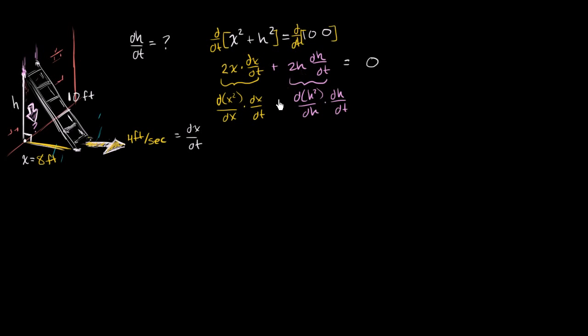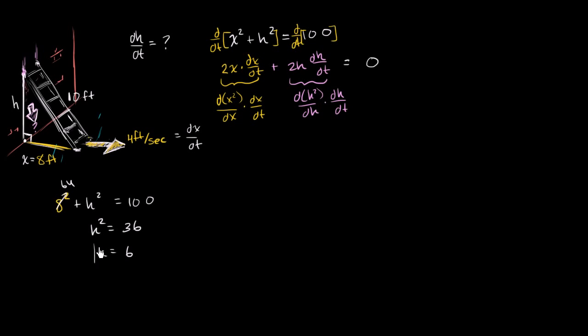But do we know what h is when x is equal to 8 feet? Well, we can figure it out. When x is equal to 8 feet, we can use the Pythagorean theorem again. We get 8 feet squared plus h squared is going to be equal to 100. So 8 squared is 64. Subtract it from both sides. You get h squared is equal to 36. Take the positive square root. A negative square root doesn't make sense because then the ladder would be below the ground. It would be somehow underground. So we get h is equal to 6.